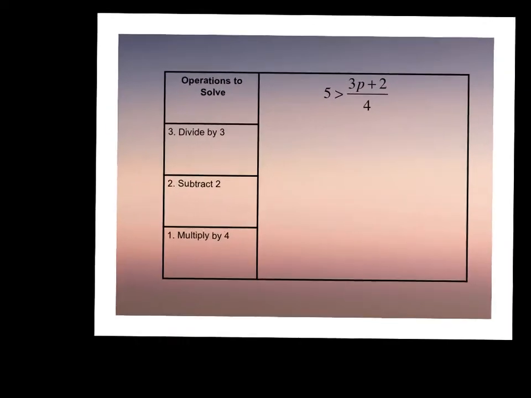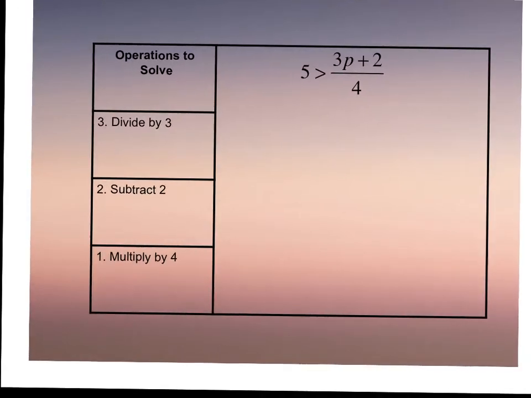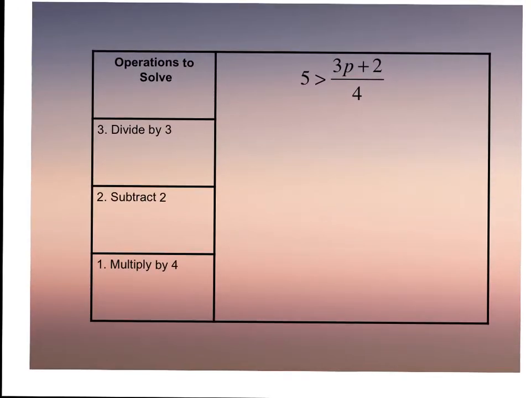So now that we know the operations to solve, let's apply those operations to isolate the variable p. Remember, we're using the same type of concept from chapter 2. It's just instead of an equal sign, we have an inequality symbol. So the first step, and I'll write up our arrow again. Remember, we're going in this order. My first step is to multiply both sides by 4.